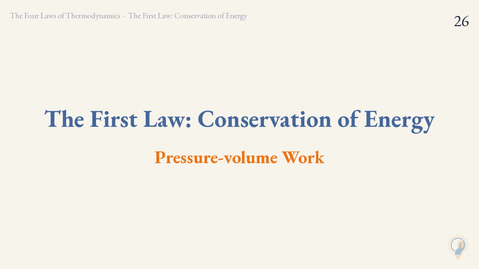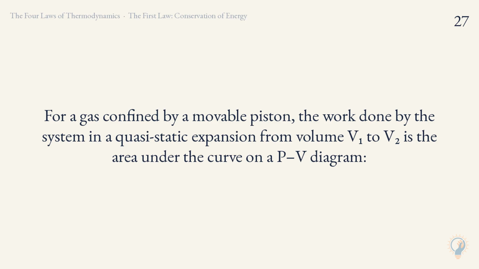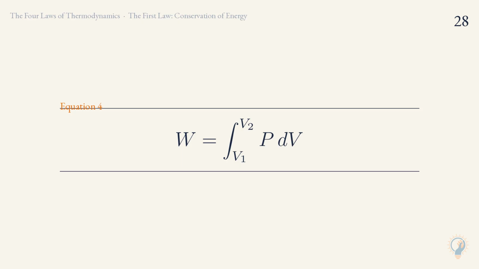Pressure-volume work. For a gas confined by a movable piston, the work done by the system in a quasi-static expansion from volume V sub 1 to V sub 2 is the area under the curve on a PV diagram. Equation 4. W equals the integral from V sub 1 to V sub 2 of P dV. P is the pressure in pascals, and V is the volume in cubic meters, with V sub 1 and V sub 2 the initial and final volumes of the gas.